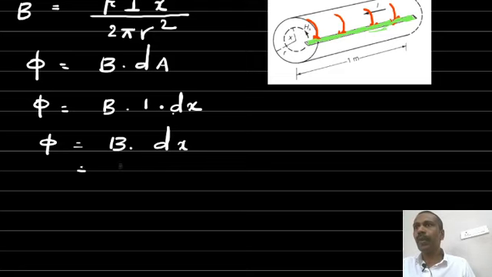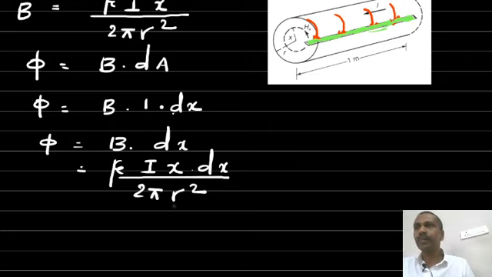So here B is equal to mu Ix dx divided by 2 pi r square. Now we have to find out the flux linkage. That's the next step. Flux linkage is equal to number of conductors into the flux lines.